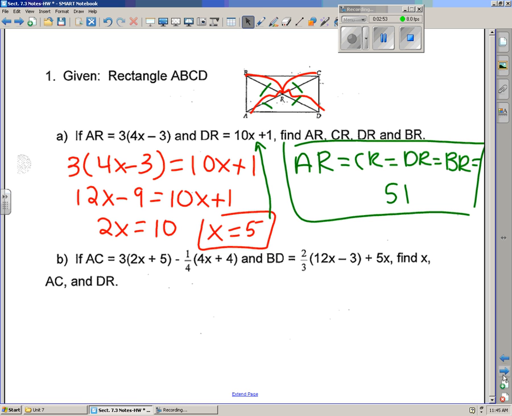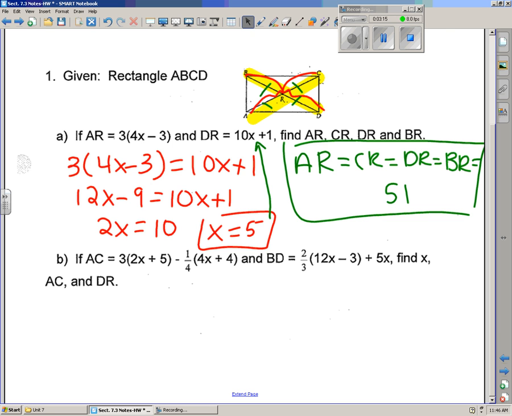Same triangle. AC is 3 times the quantity x plus 2x plus 5, and so on, and then BD is all this stuff. They want you to find x and find AC and DR. Well, AC is the entire diagonal. BD is the entire diagonal. The fact that we know we're in a rectangle, we know that diagonals are congruent.